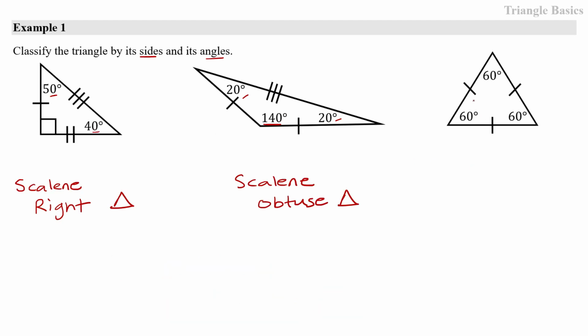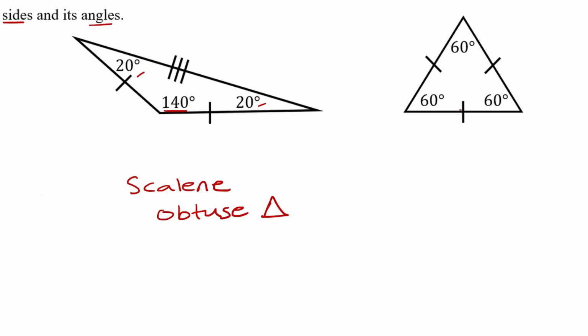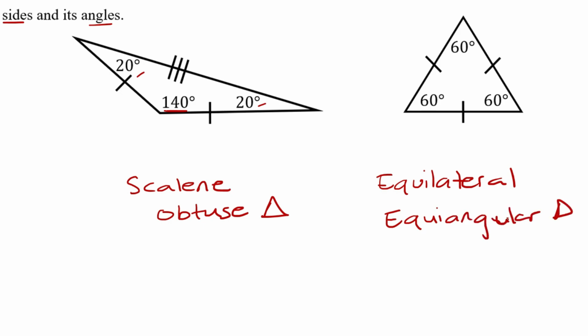And the last one here, notice that all three sides are equal and all three angles are equal. Because all three sides are equal, we call that an equilateral triangle. But because all angles are equal, we also call that an equiangular triangle. And so it's an equilateral equiangular triangle.